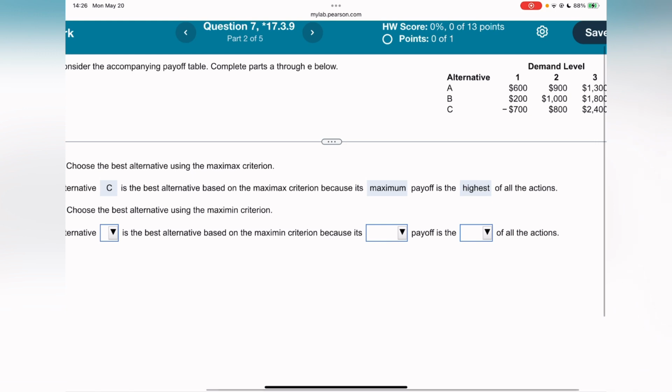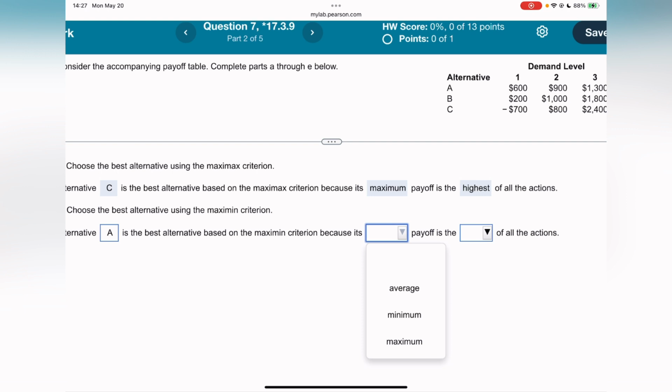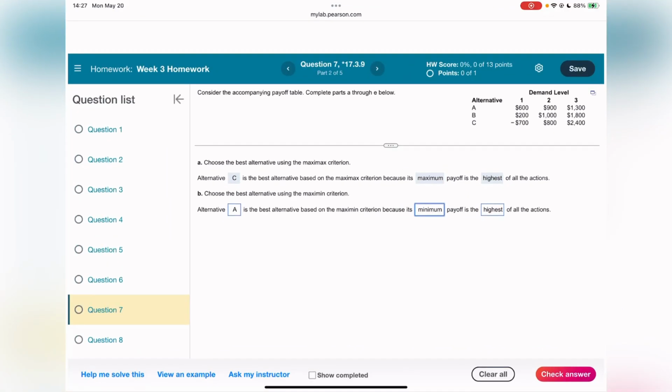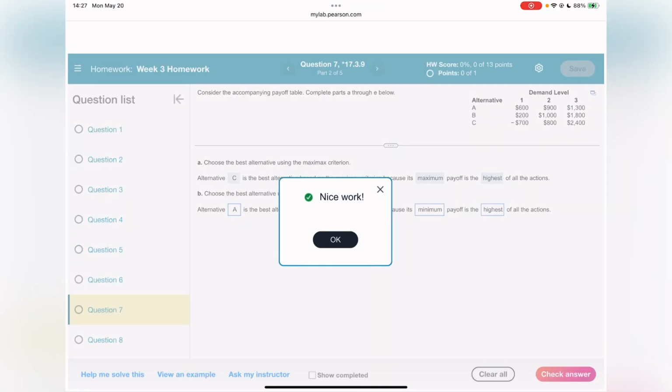So I'm choosing A because its minimum payoff is the highest of all actions. That's maximin: you choose the highest among the minimums. Next one.